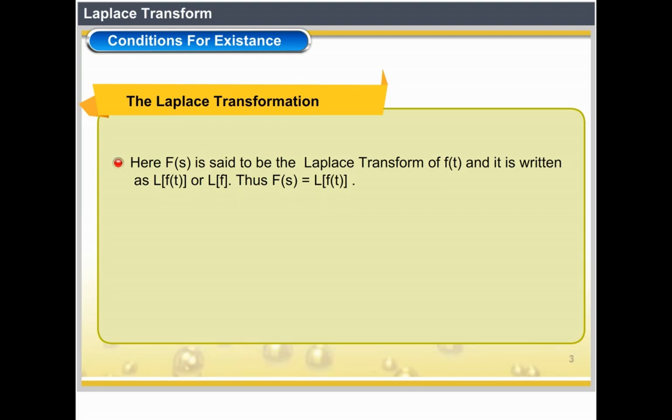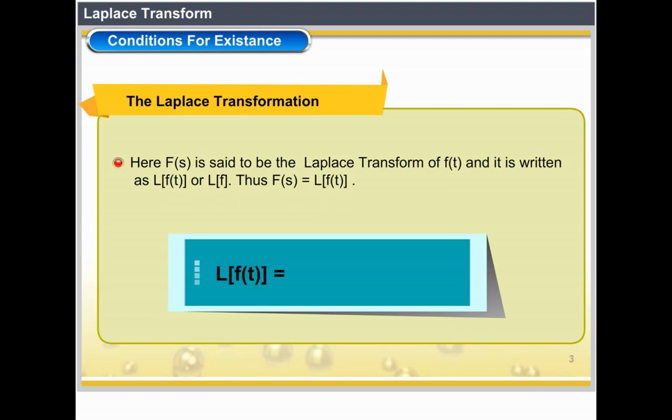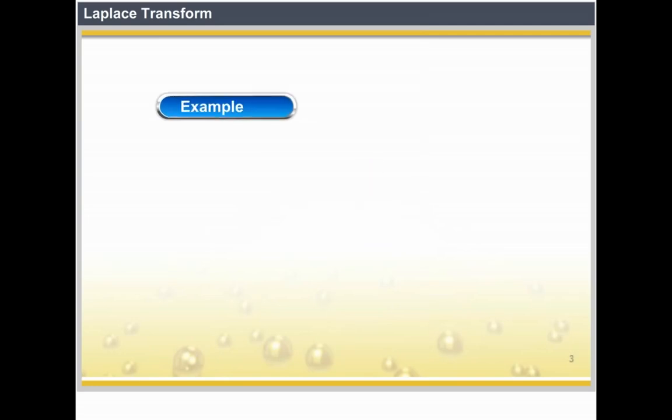Thus F(s) = L[f(t)]. We can call this the Laplace transform of f(t), written as L[f(t)]. We do not need to say Laplace transform of f(t) again and again, as it may be hard for someone. Better we call it L[f(t)]. L[f(t)] = ∫₀^∞ e^(−st) f(t) dt, t > 0.